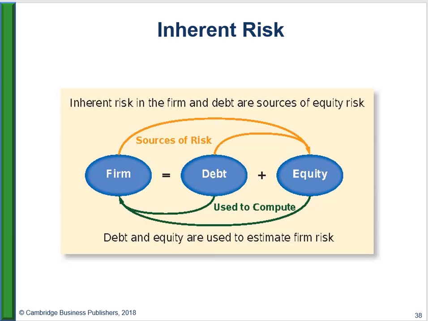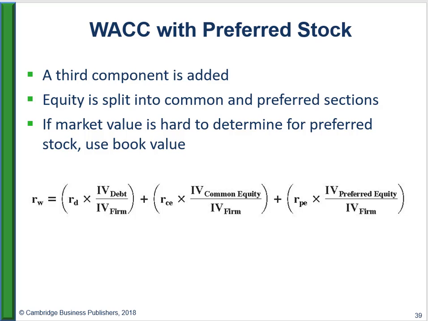I love this graphic because I think a lot of us think visually, but I don't find it that useful. You have the firm equals the debt plus the equity, simple enough. Then you have little green lines coming back to the firm, and little orange lines coming back to debt and equity as sources of risk. I'm hopeful that's useful for some of you in class, but I don't have a great explanation for it. So let's just move on.